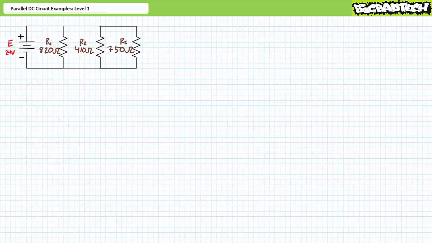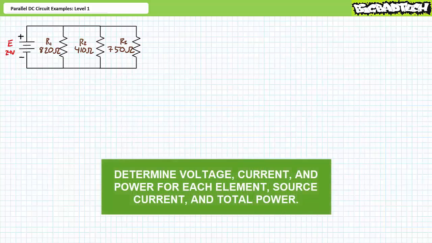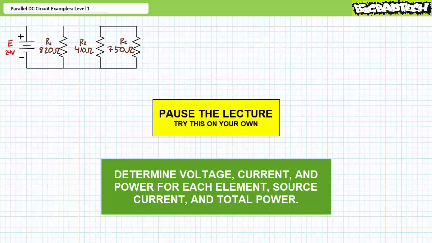Our next illustrated example features a 24-volt source in parallel with R1, a 820 ohm resistor, R2, a 410 ohm resistor, and R3, a 750 ohm resistor. We're again being asked to solve for the voltage drop across each element, the current through each element, the power dissipated by each element, the source current, and the total power. By all means, pause the lecture and try this on your own. If you're tracking, you should have obtained the following results.